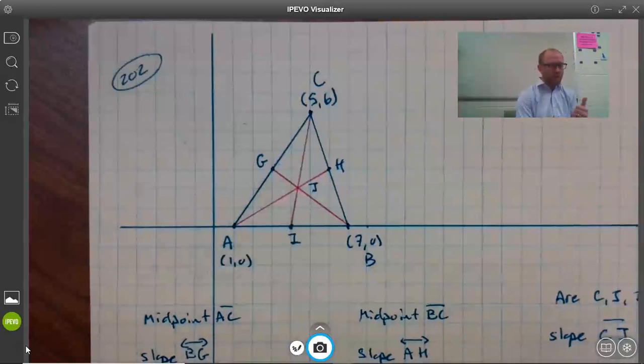So we've talked about circumcenter and centroid. Circumcenter is where the perpendicular bisectors meet. Centroid is where the medians meet. There's also orthocenter and incenter. Sorry.